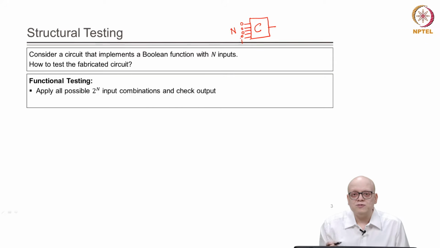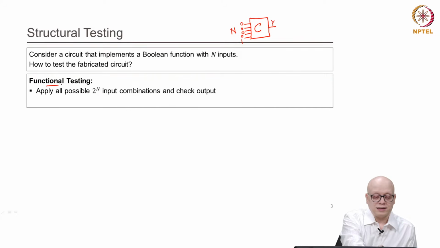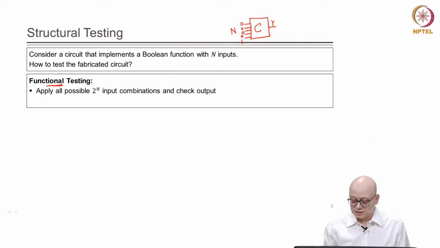If there are n variables, then 2 to the power n different combinations are possible, and for each combination we check what is the value y produced by this circuit, and compare whether it is as per expectation or not. This method is known as functional testing, and this is the same kind of thing we already looked at when we discussed functional verification of our RTL.